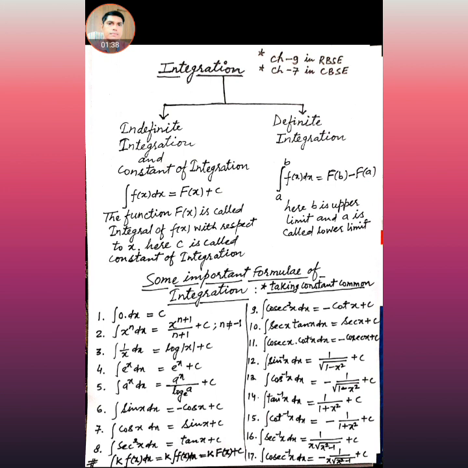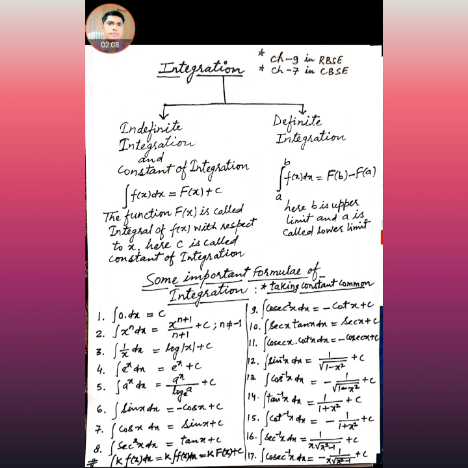Integration of cos x is equal to sin x plus C. Integration of sec square x is equal to tan x plus C. Integration of cosec square x is equal to minus cot x plus C. Integration of sec x tan x is equal to sec x plus C. Integration of cosec x into cot x is equal to minus cosec x plus C.